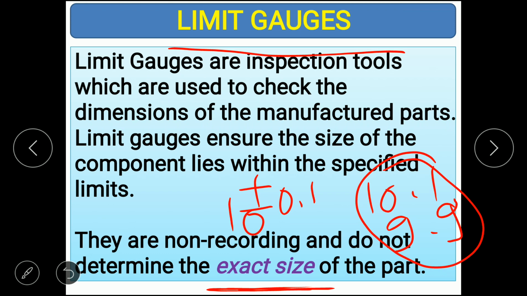9.95, 9.96, 10 mm, 10.05. So exact कितना है, so that will not be got from the limit gauges. It is not possible from the limit gauges. So limit gauges are used only to check whether the dimension is within the specified limits or not. That is all we can do with the help of limit gauges.